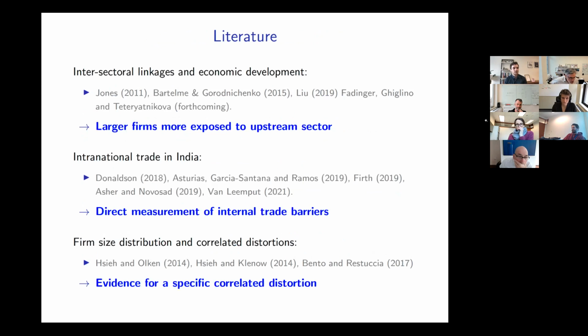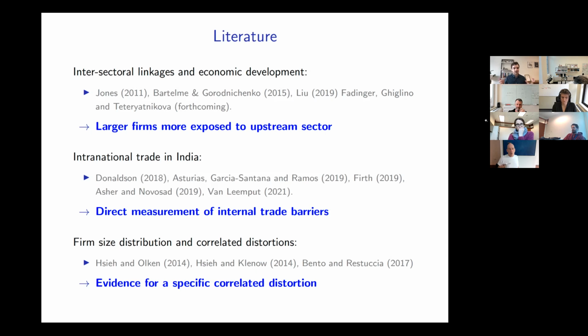So briefly, before I jump into the data, we're probably most closely related to the macro development literature on the importance of intersectoral linkages and how these really matter for economic development. What we're really contributing there is, while we're focusing only on two main sectors, distribution and manufacturing, we're really digging into the micro data as opposed to just looking at sector level data, and showing that micro heterogeneity really matters for a lot of questions of interest, because it's specifically larger firms in the Indian economy that are more exposed to the low productivity in the distribution sector.